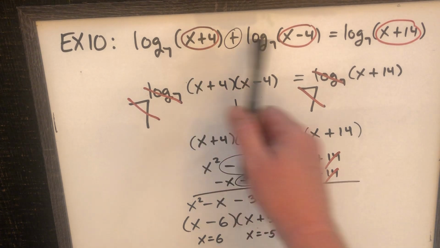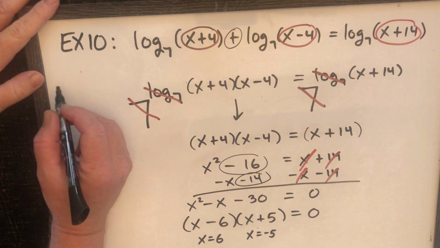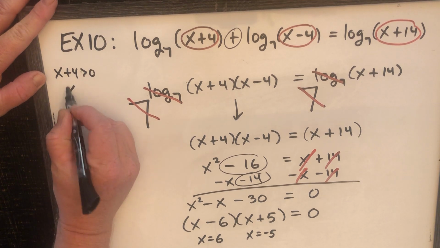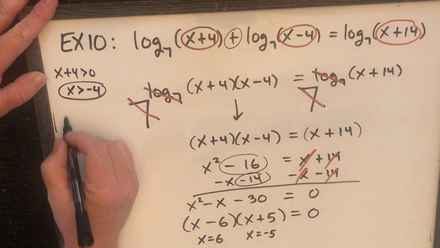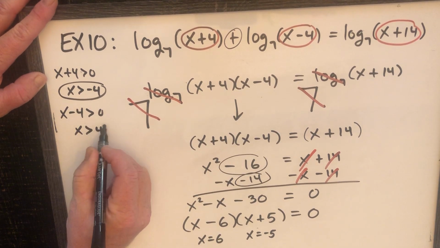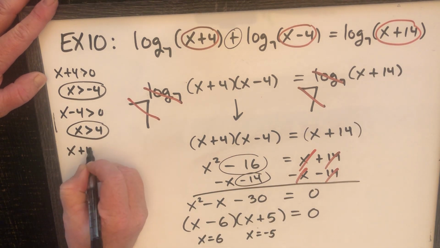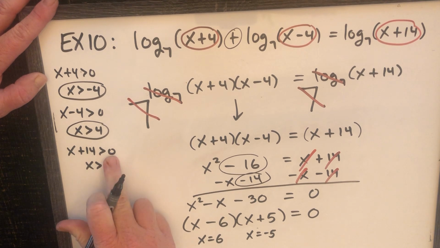So what do we have? We have 3 different subdomains that we need to find the intersection of. So we have x plus 4 is greater than 0. So that means x is greater than negative 4. And we have x minus 4 is greater than 0. So that means x is greater than 4. And we have x plus 14 is greater than 0. So x is greater than negative 14.